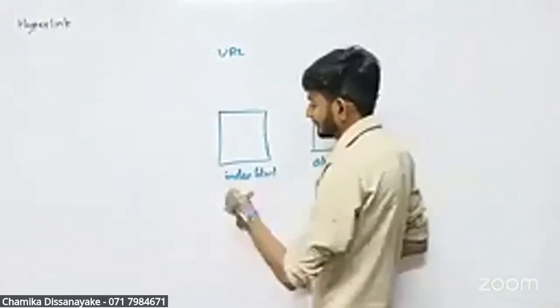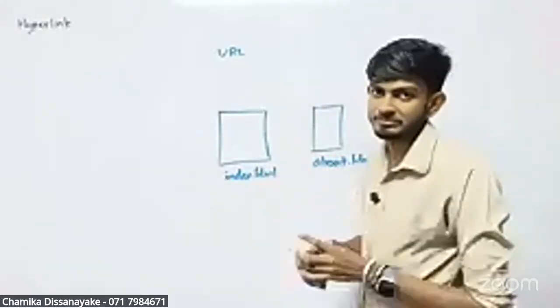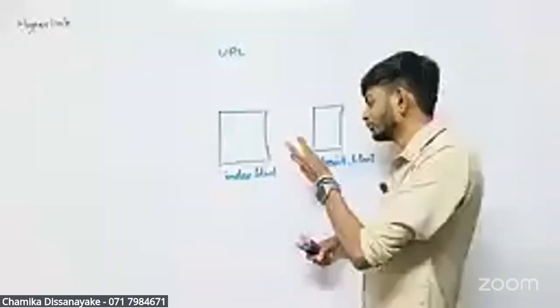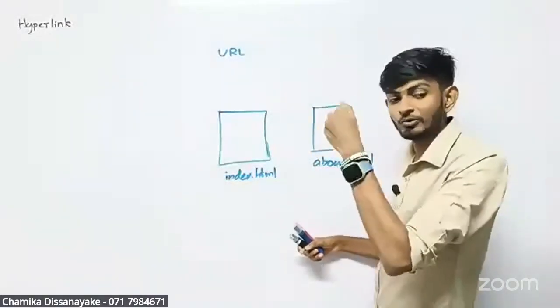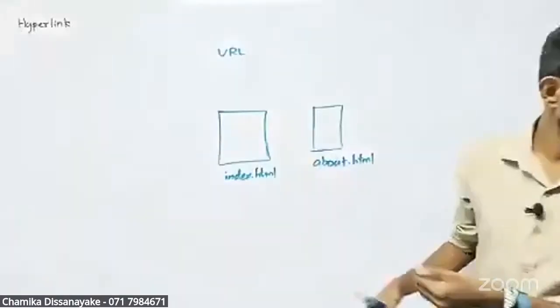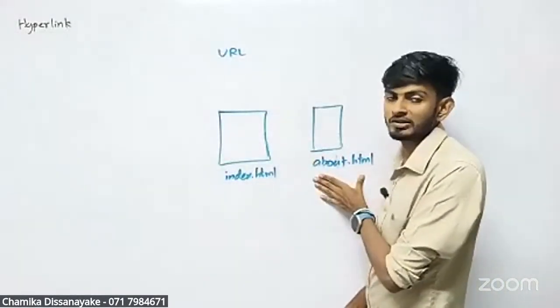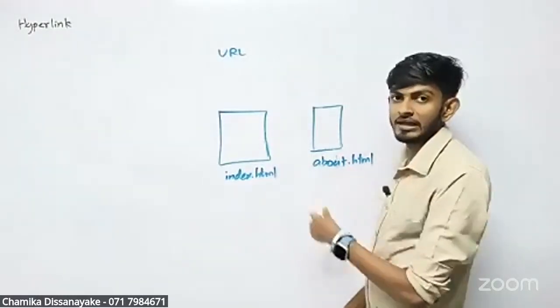In order to go to this one, we have to type index.html. Then actually I need to go to the about page. So if I want to go to another page, what do we have to do? Again, we have to write the URL. We have to type the address.